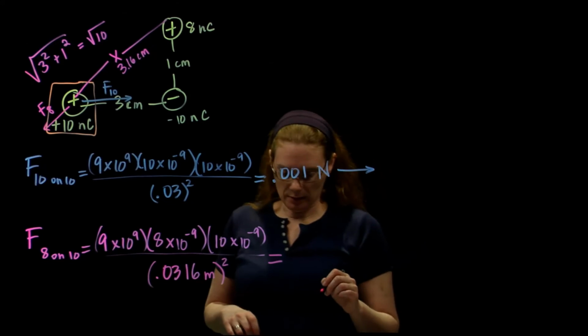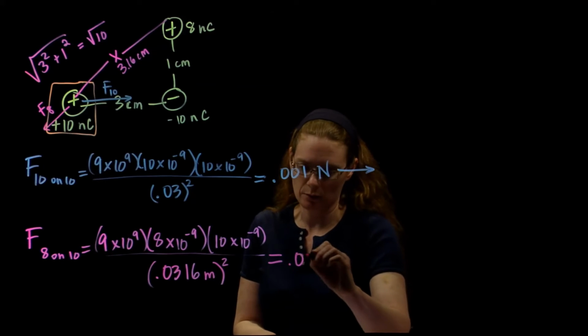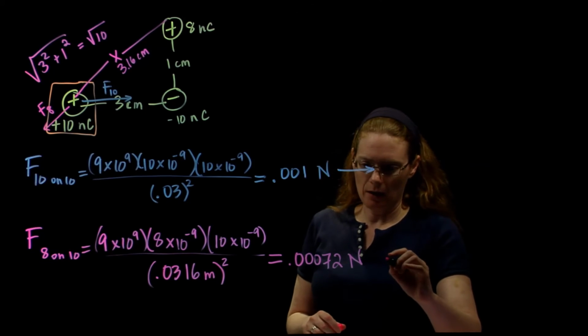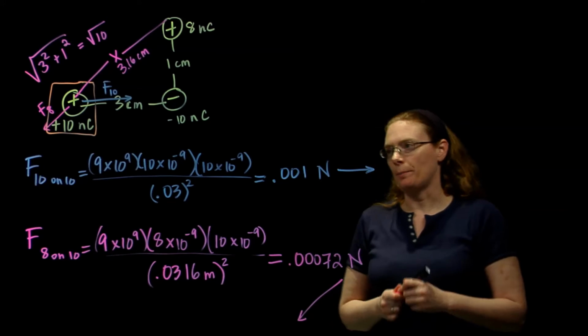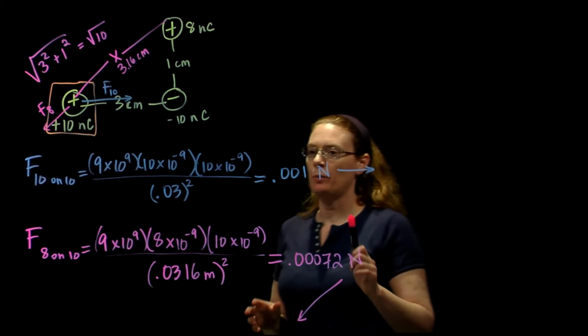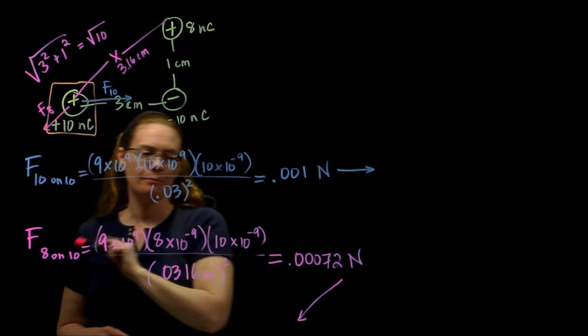Here, I'm going to guess it's a 72 times something. Yep. So this is 0.00072 newtons, and it's at some angle downward. Okay, so now we know the sizes of both of those forces. We know how big the 10 is pulling, and we know how big the 8 is pushing with.